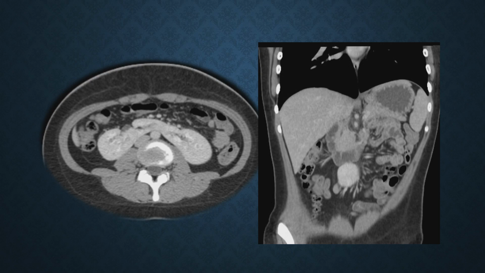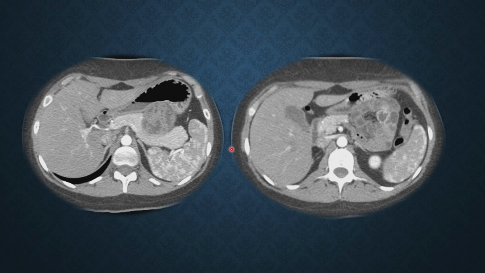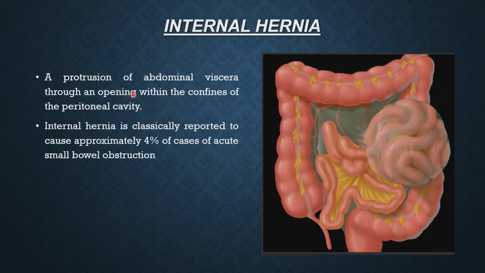Also, as another feature, we can see that she has a horseshoe kidney. So with these images, we came to the conclusion that this is a case of an internal hernia of a small bowel. An internal hernia is a protrusion of abdominal viscera through an opening within the confines of the peritoneal cavity. In this image, we can see something really close, a small bowel going through a loop and a defect of the peritoneum.